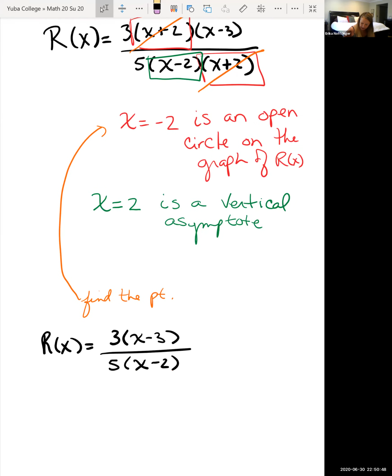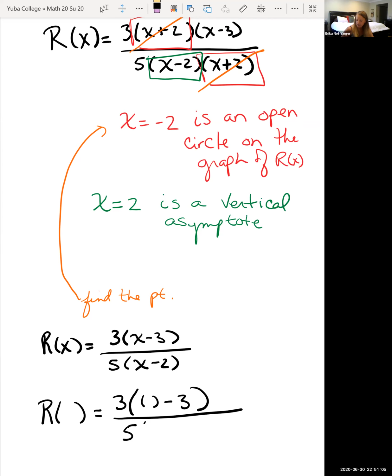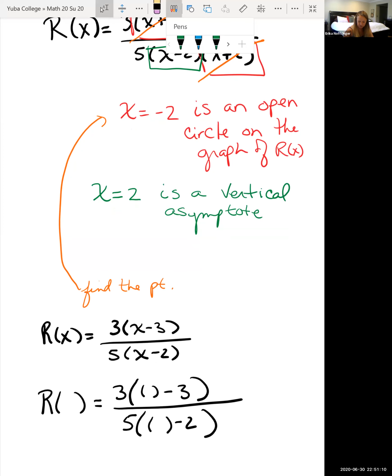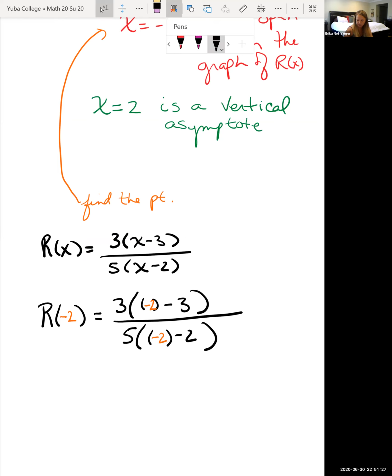And now if we plug in negative 2 wherever we see an x in here, I'm going to put parentheses wherever I see x. We have 3 parentheses, another parentheses, negative 3 in my parentheses, all over 5 parentheses. Where I see an x, put parentheses negative 2. So this was when x was negative 2. So replace x with negative 2, put it in the parentheses.